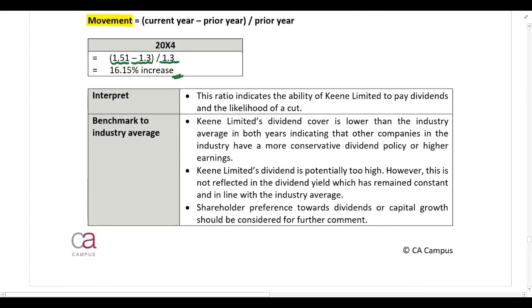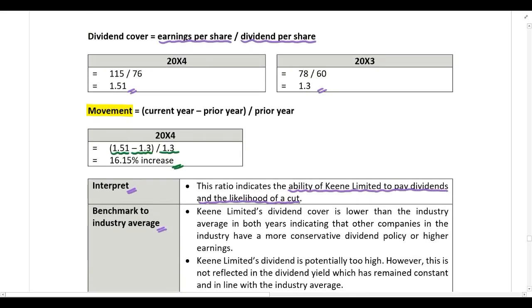Let's interpret the ratio. This ratio indicates the ability of Keen Limited to pay dividends and the likelihood of a cut. The interpretation comes directly from your lecture notes. We said we can also benchmark to the industry average. So if you compare the calculation that we performed over here to the industry average, you'll see that Keen Limited's dividend cover is lower than the industry average in both years, meaning that the industry has a higher dividend cover in both years.